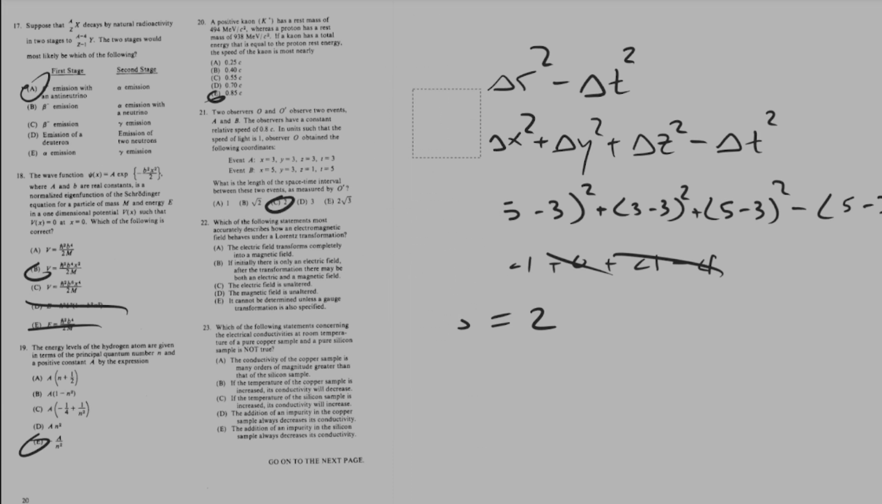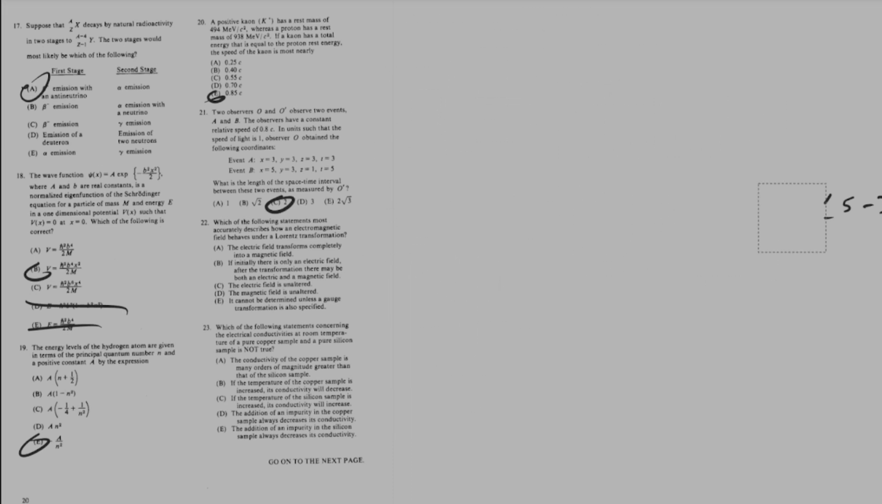All right, going on to the next problem. Which of the following statements most accurately describes how an electromagnetic field behaves under a Lorentz transformation? So the equations for that are: the new field in the X direction is just that.